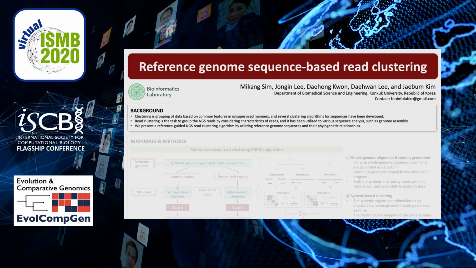Several clustering algorithms for sequences have been developed based on various sequence features, such as sequence-level similarity and the distribution of subsequences of length k, called k-mers. Recent advances in sequencing technologies and assembly algorithms have enabled the accumulation of high-quality genome assemblies of many species, which are very useful resources for providing information of read proximity that can be used for read clustering. Here, we present a new NGS read clustering algorithm by utilizing references and their phylogenetic relationships.